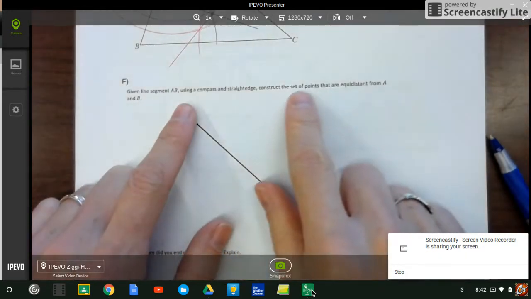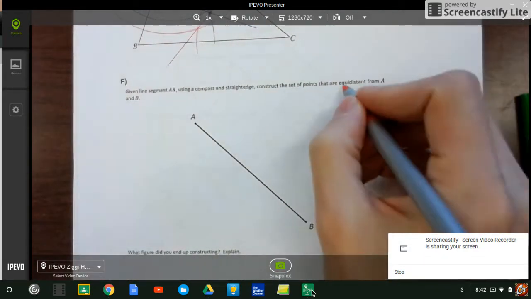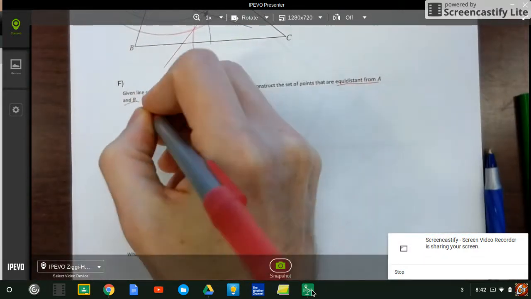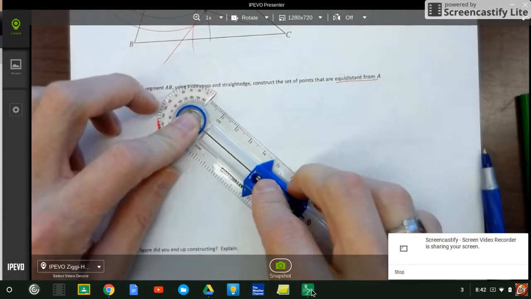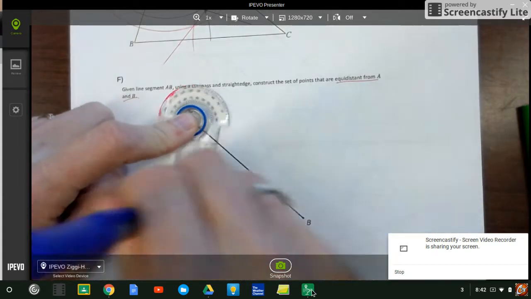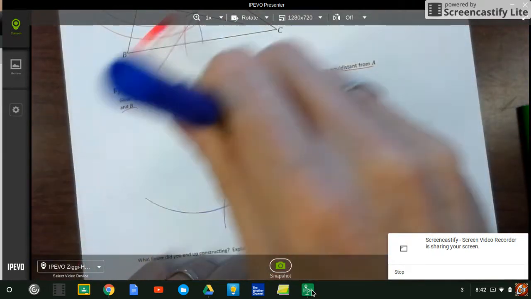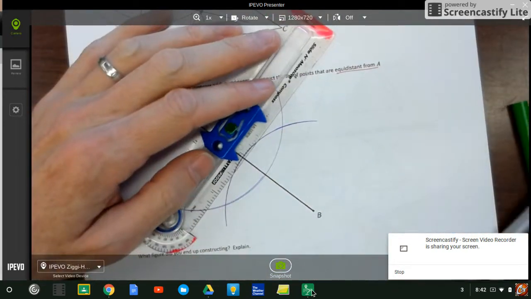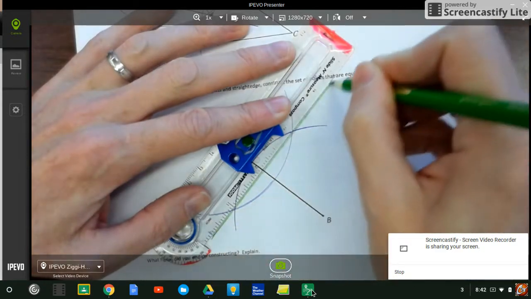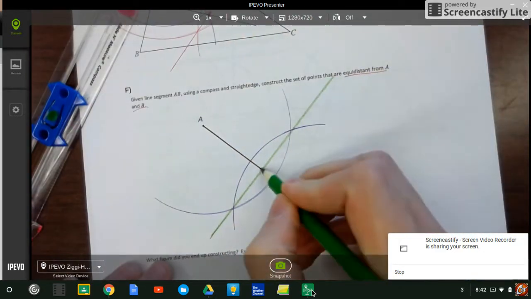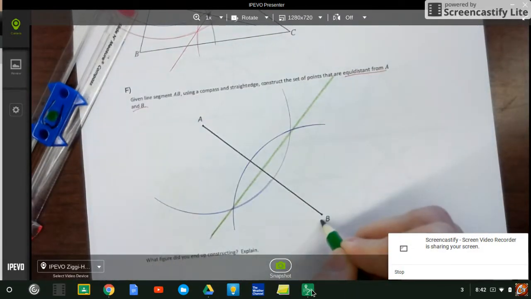Use a compass and straight edge to make all the points equidistant from A and B. Well, there's a key. If I'm equidistant from 2 points, that's a perpendicular bisector. So from A, I want to find a distance. And B, I want to find the same distance. That's what we mean by equidistant. So now every point on this line is equidistant, not just the midpoint, but any point on this line will be the same distance away from A and B.